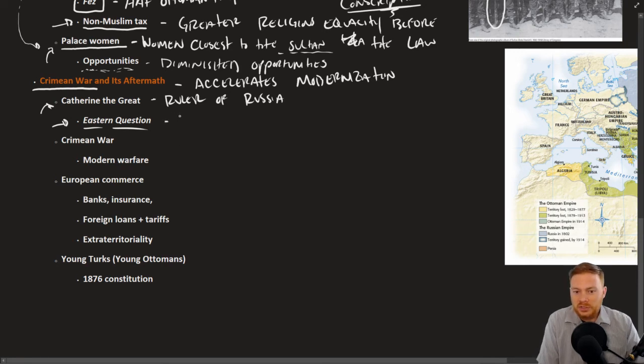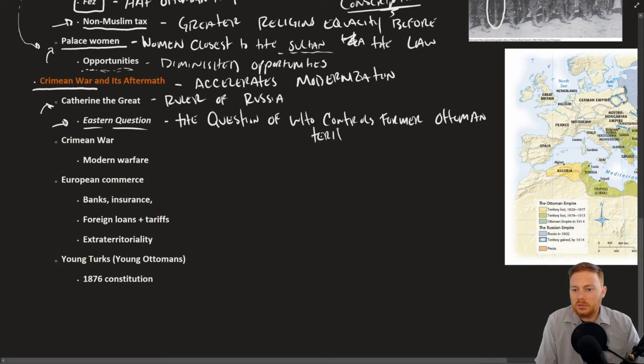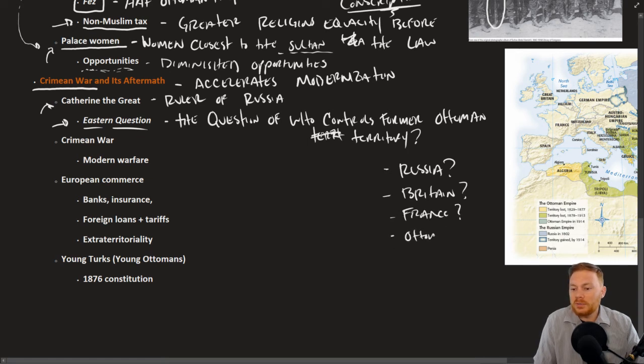The Eastern question is the question of who controls former Ottoman territory. And of course, will it be Russia? Will it be Britain? Will it be France? Right? France tried to take over Egypt. They failed. Or will it actually be the Ottomans themselves?